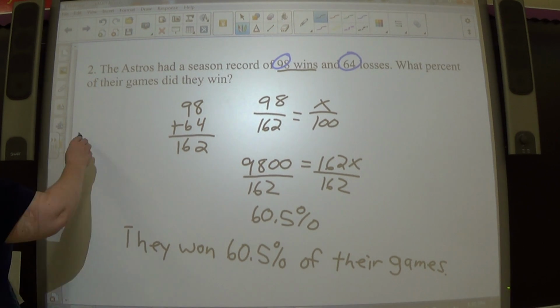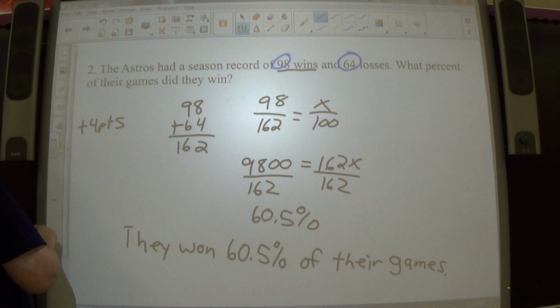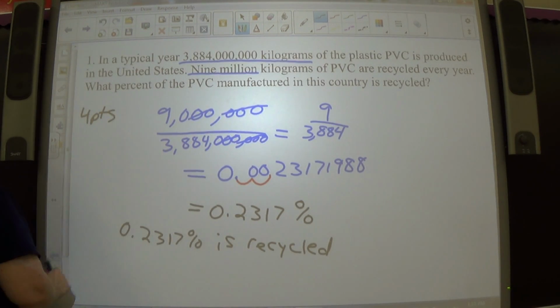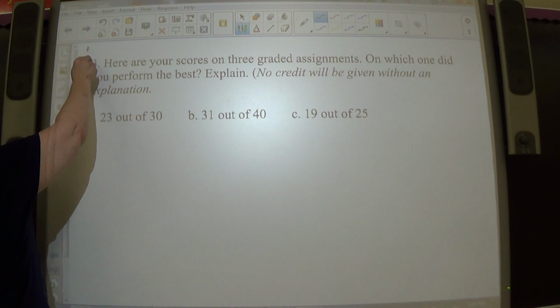This one was worth 4 points. And so was number 1. Okay? Both those were worth 4 points. Okay, number 3. This one was worth 6 points.